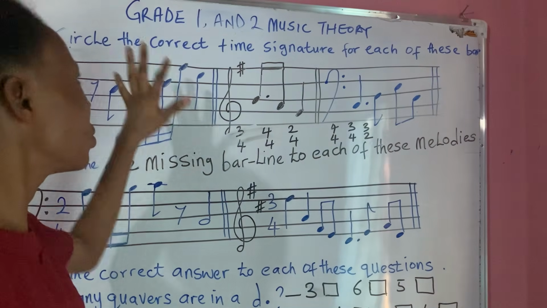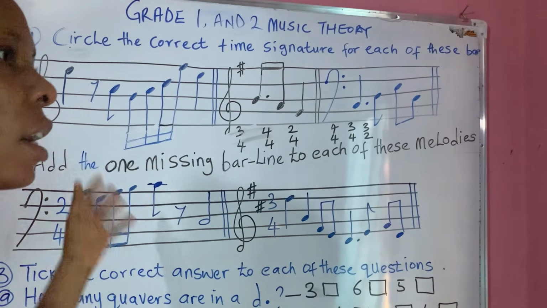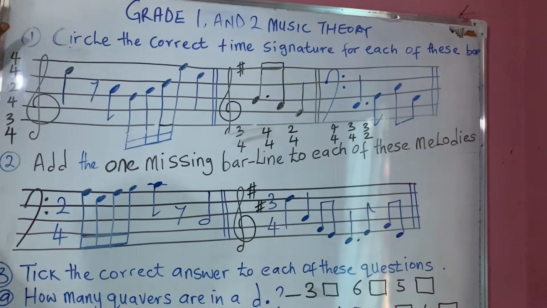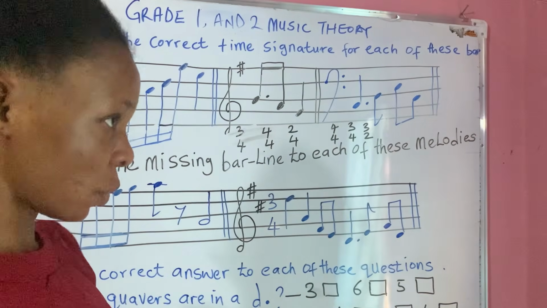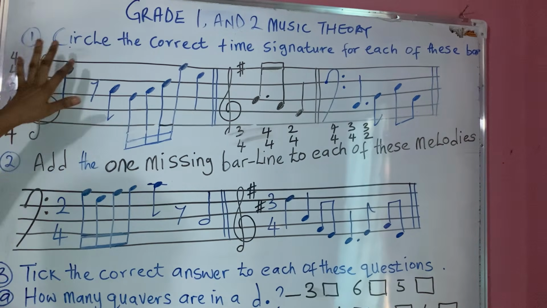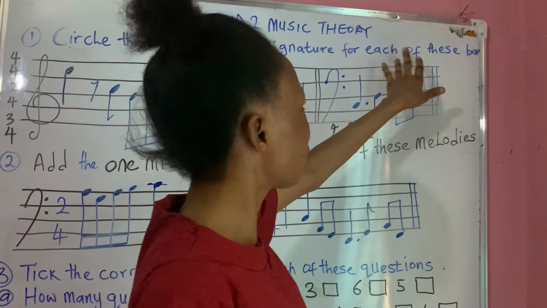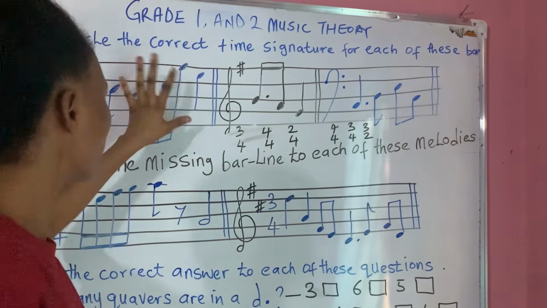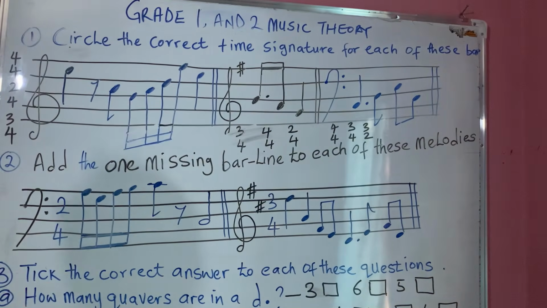If you're planning to write music graded exams up to any level, this is how the question is going to look like. And for today we are treating grade 1 and grade 2 music theory exams. So the first question is, settle the correct time signature for each of these bars. That means each of these bars has a different time signature.